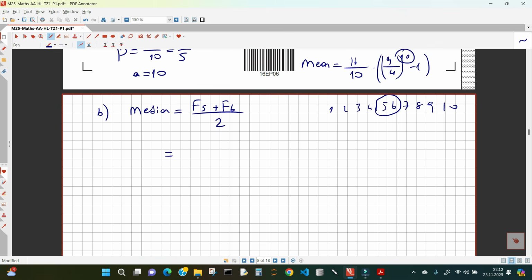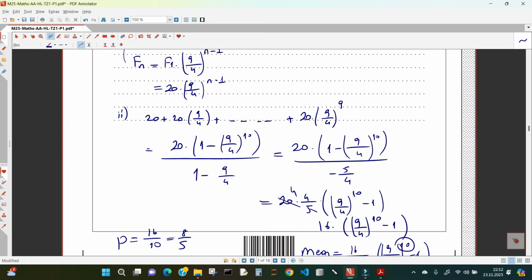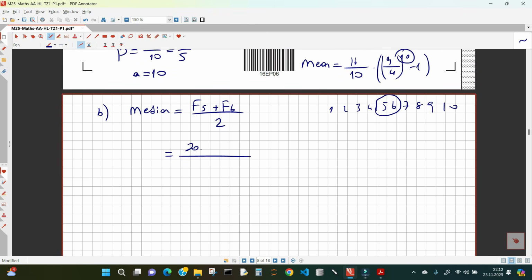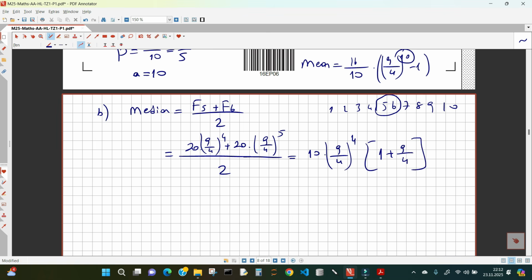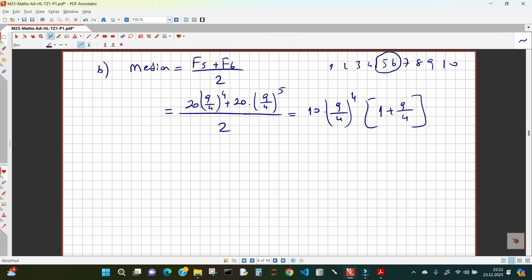So what is F5? It is 20 times 9 over 4 to the power of 4 plus 20 times 9 over 4 to the power of 5, right? So I will cancel 20 by 2. It will be 10 times 9 over 4 to the power of 4, in parentheses 1 plus 9 over 4, right? Yeah. And from here you can say that this one is 13 over 4.